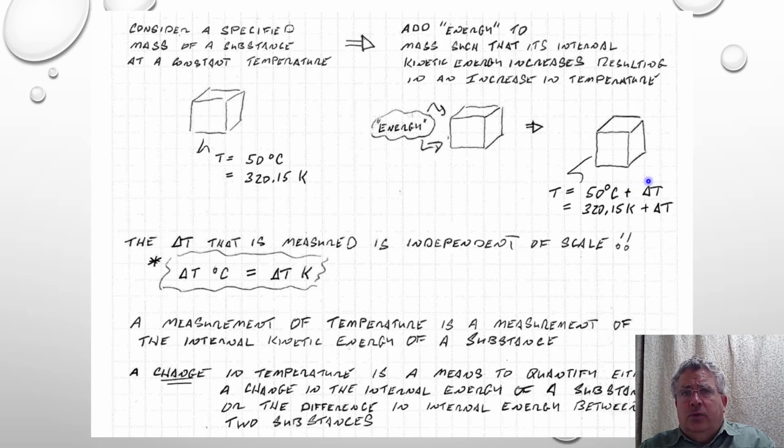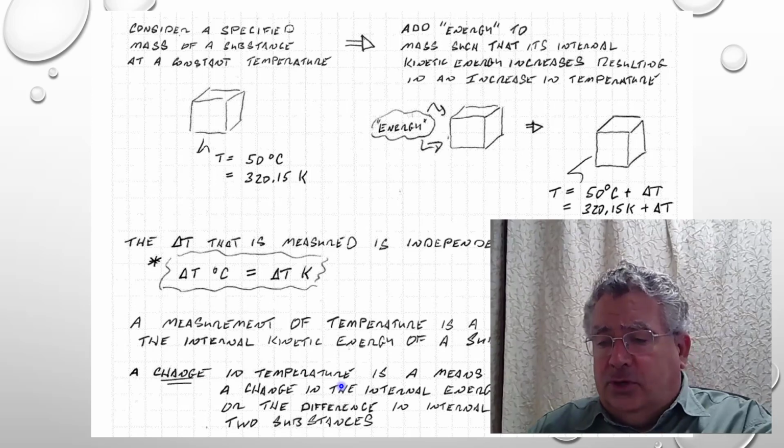That's really important to know because a lot of the work that we're going to be doing in this class will be about raising the temperature of something or cooling something. When you're going from T1 to T2, that's a delta T. It doesn't matter whether you're in the Celsius or the Kelvin scale because their definitions for the degree are the same. When you measure the temperature, you're measuring the internal kinetic energy of a substance, and a change in temperature is a means to quantify either the change in internal energy of a substance or the difference in internal energy between two substances.